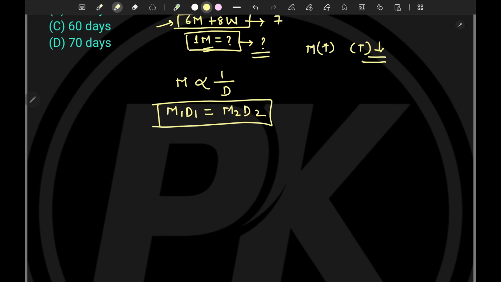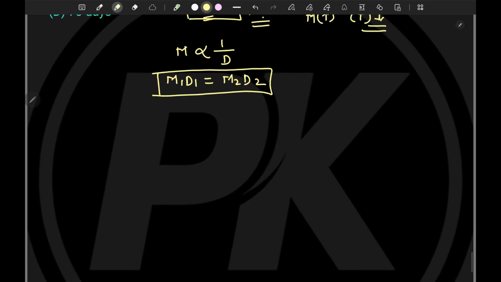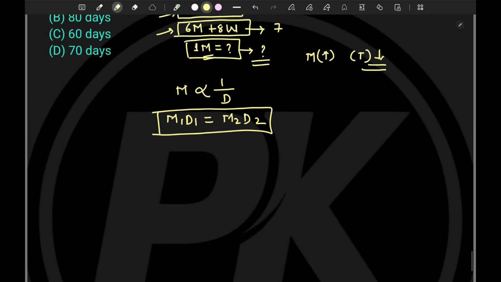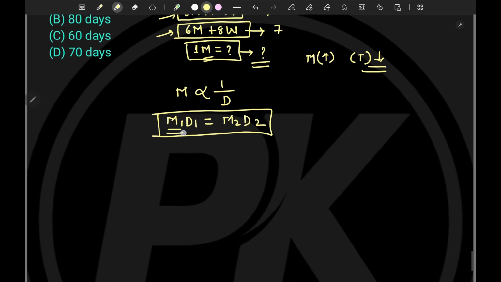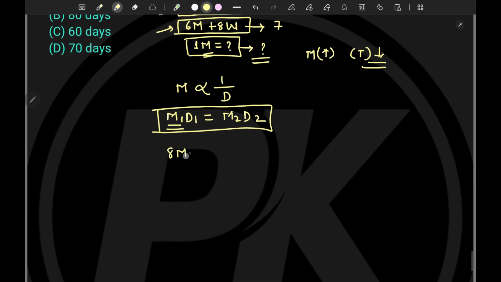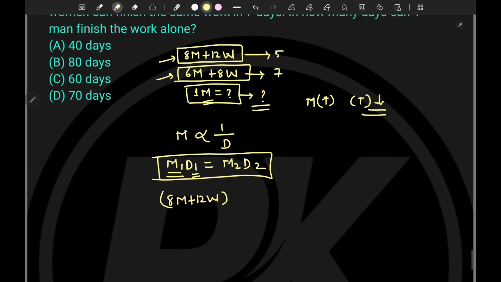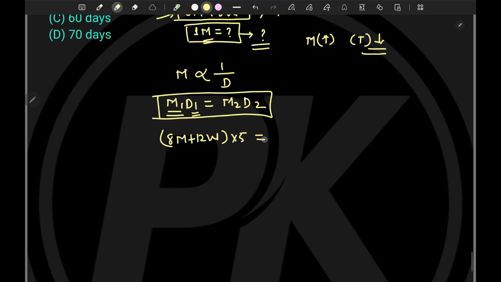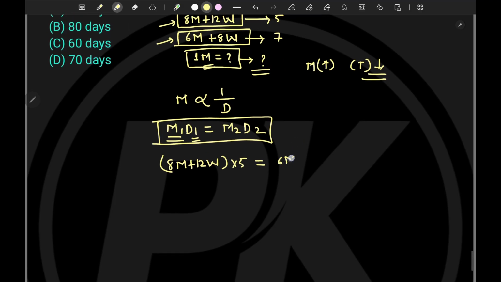This is simple mathematics, right? So even if you don't remember the formula, with the logic also you can derive the equations. So with this, we will find out the efficiency of men versus women. So in M1, that means what is the total workforce? It is 8 men and 12 women. So 8 men and 12 women, they are working together for how many days? For 5 days, right? And again, these 6 men and 8 women are working together for 7 days.